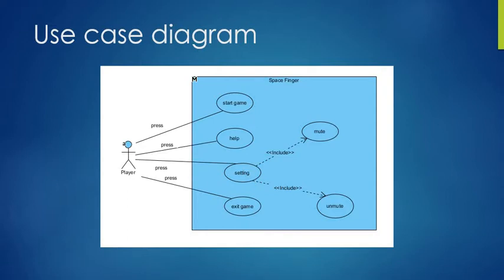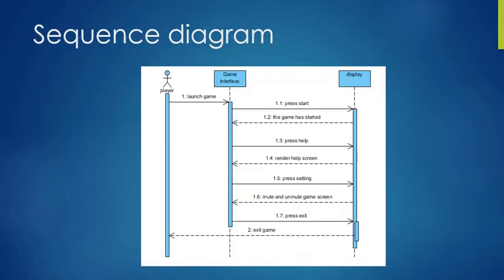Secondly, we have the sequence diagram. For the sequence diagram, the player just initiates the game, and then whenever he launches the game, he's able to press start to start the game, press help to access the game instructions, press settings so that he can access the mute and unmute game screen, and exit. And whenever he exits the game, he exits the application.